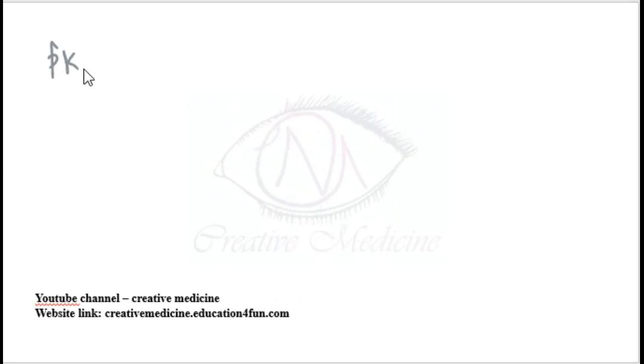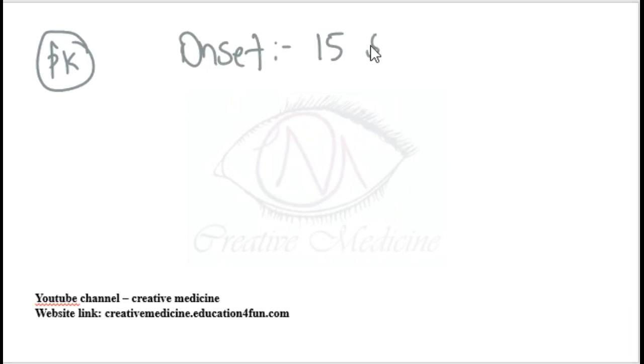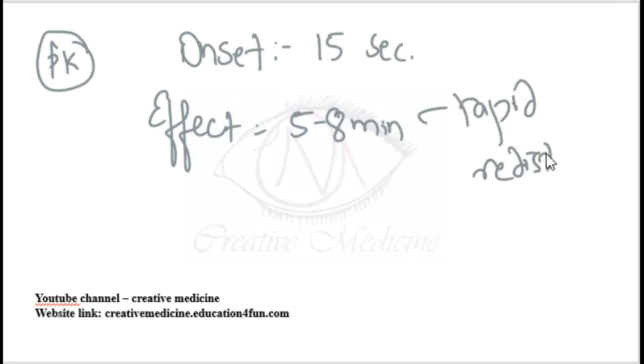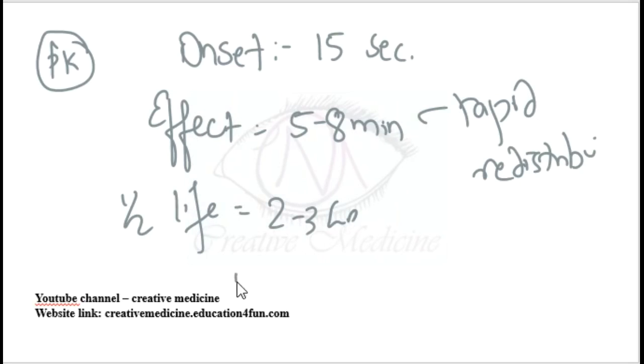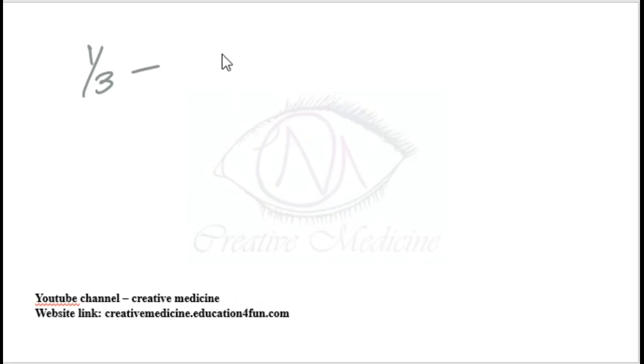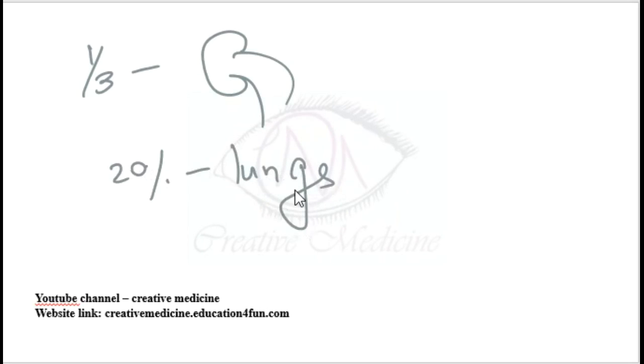Pharmacokinetics. Onset of action of propofol is in 15 seconds, and the effect of propofol is for 5 to 8 minutes because of rapid redistribution. Half-life of propofol is 2 to 3 hours. Propofol has no active metabolite, so there is no resedation. One-third of propofol is metabolized in the kidney and 20% is metabolized in the lungs. So this metabolism in the kidney and the lungs is extrahepatic metabolism.